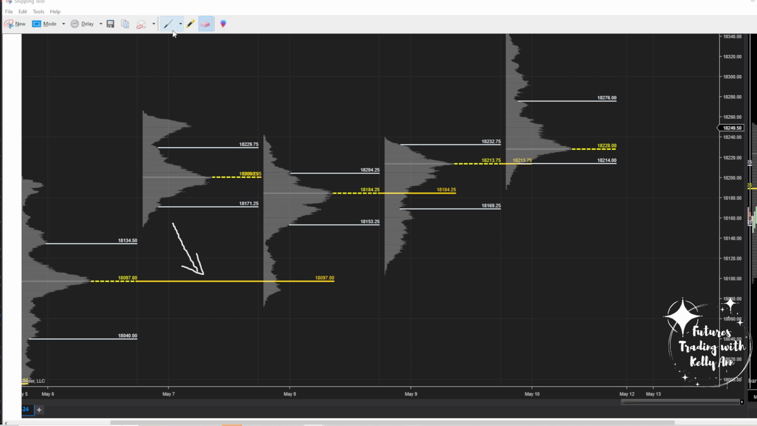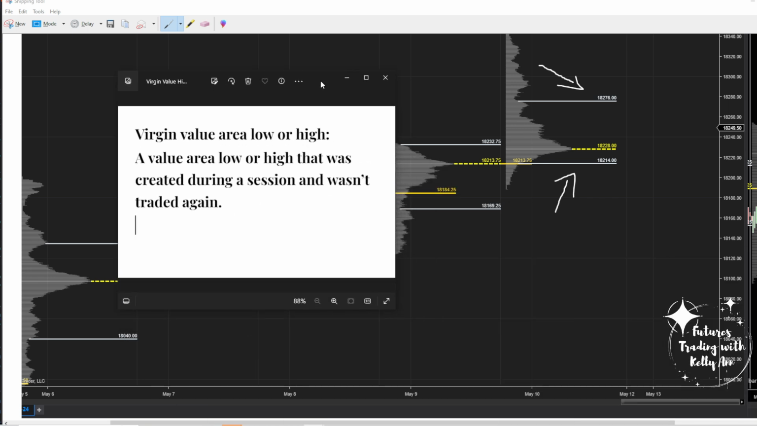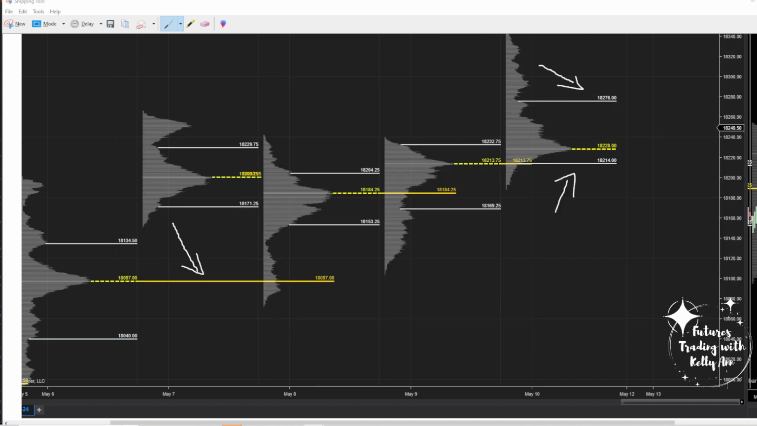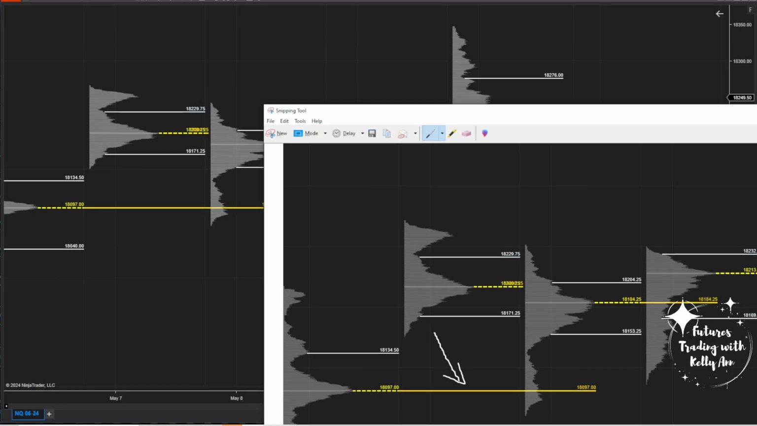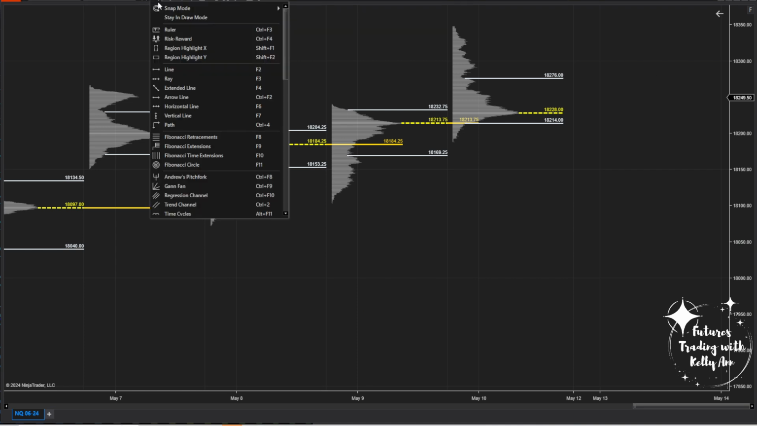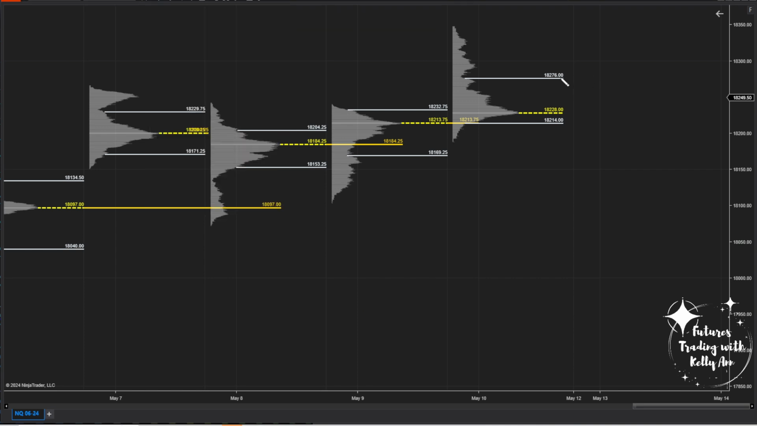Well, it's going to be marked by the white line here, which is value area high, and the white line here, which is value area low. And you also hear me refer sometimes to naked or virgin value area low or high levels. Those are just levels that were created but haven't been retested. And when you see me mark lines on my chart like this, I'm marking untested value area high and low because we're going to come back to it. And so I marked that off on my chart.